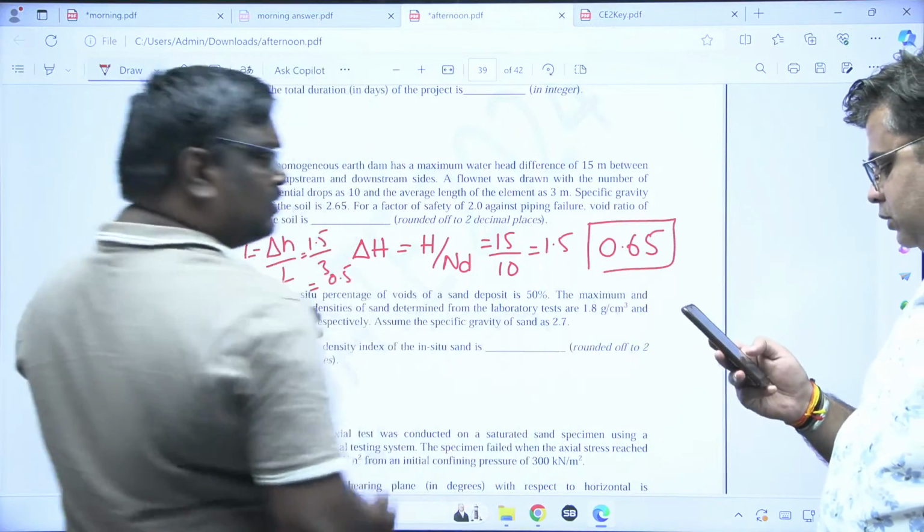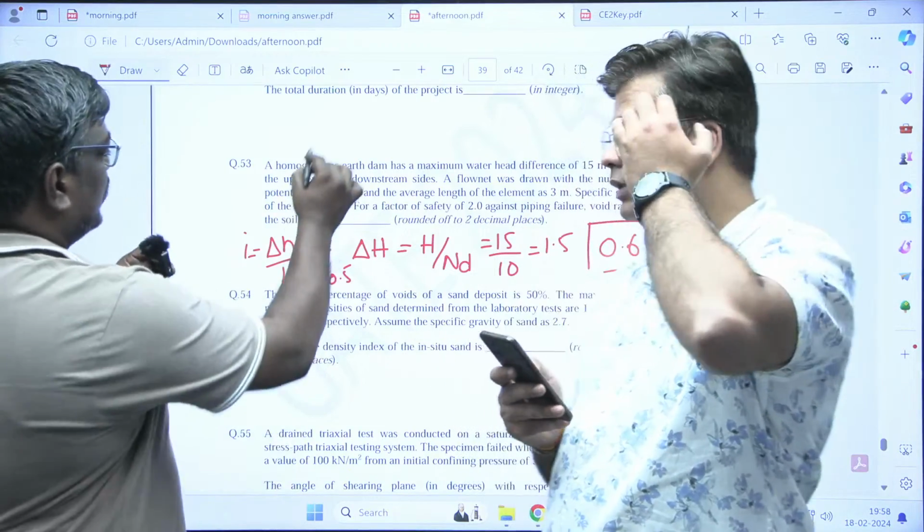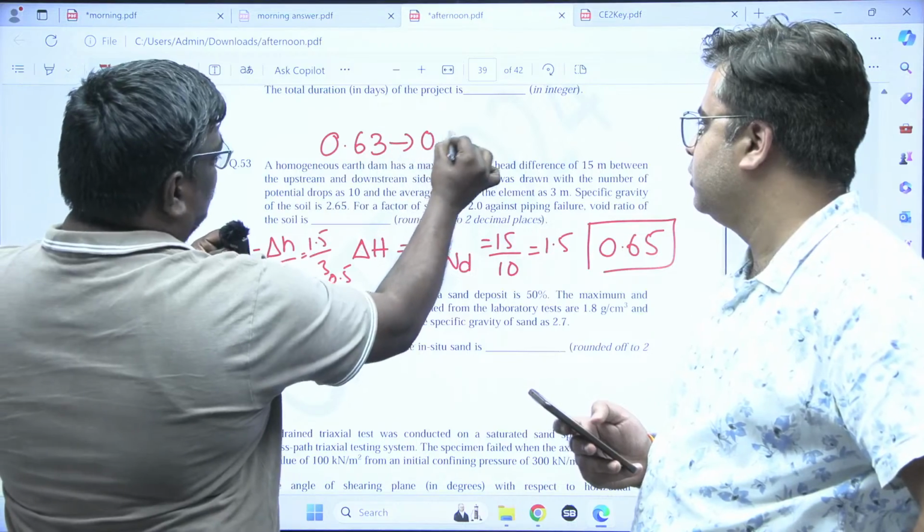Have you got this value, sir? So range is 0.63 to 0.67. See students, the range is 0.63 to 0.67.